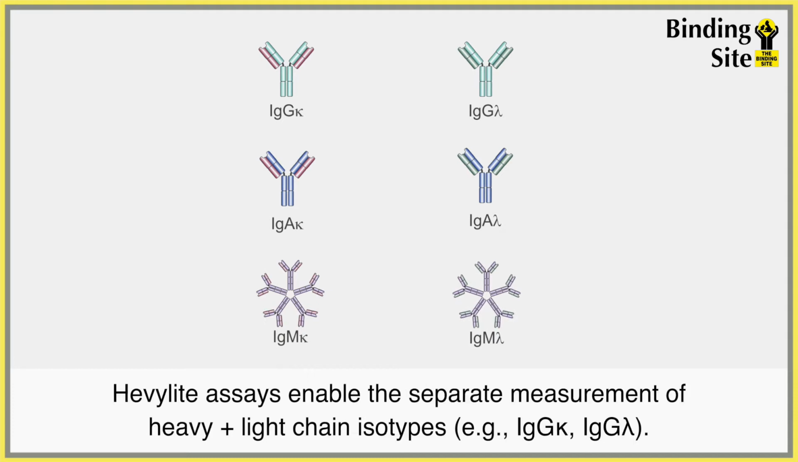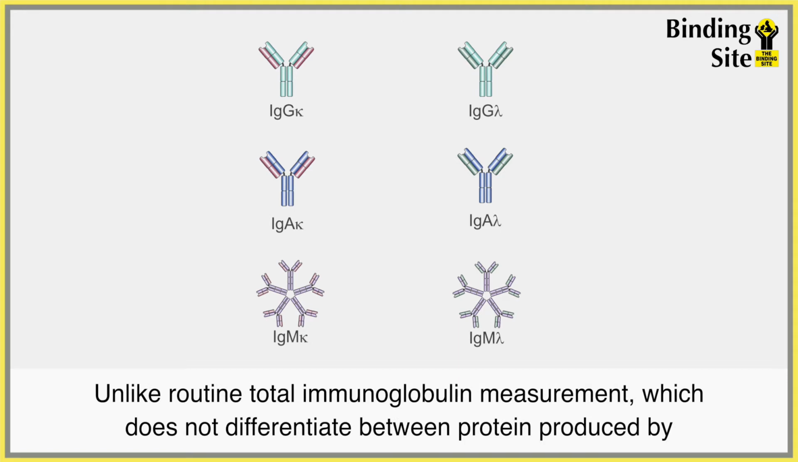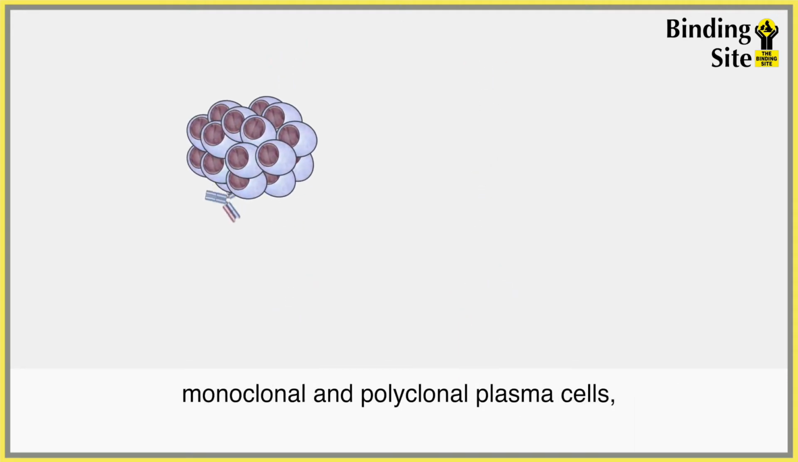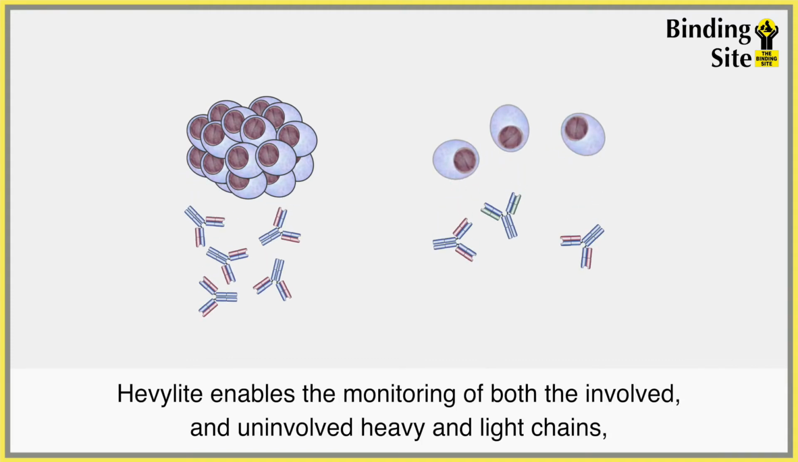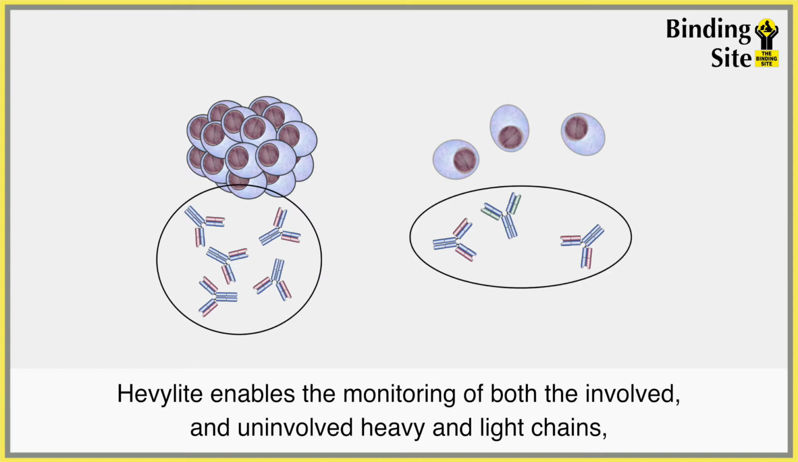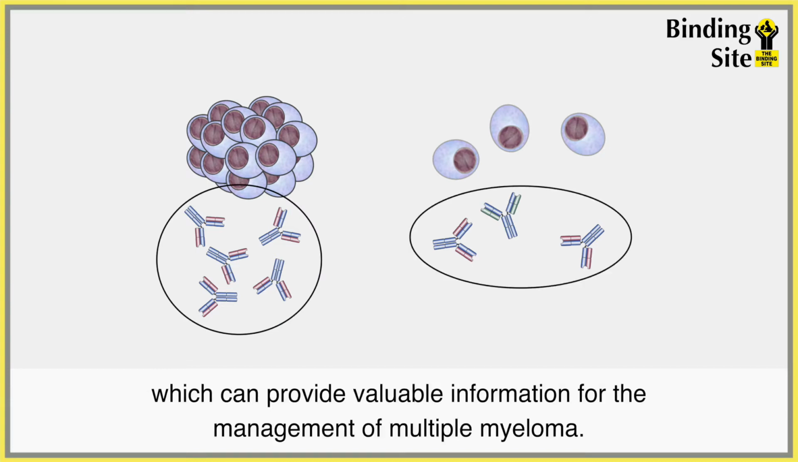Hevylite assays enable the separate measurement of the heavy plus light chain isotypes, for example, differentiating between IgG kappa and IgG lambda. Unlike routine total immunoglobulin measurements, which do not differentiate between the protein produced by the monoclonal and polyclonal plasma cells, Hevylite enables the monitoring of both the involved and uninvolved heavy and light chains, which can provide valuable information for the management of multiple myeloma.